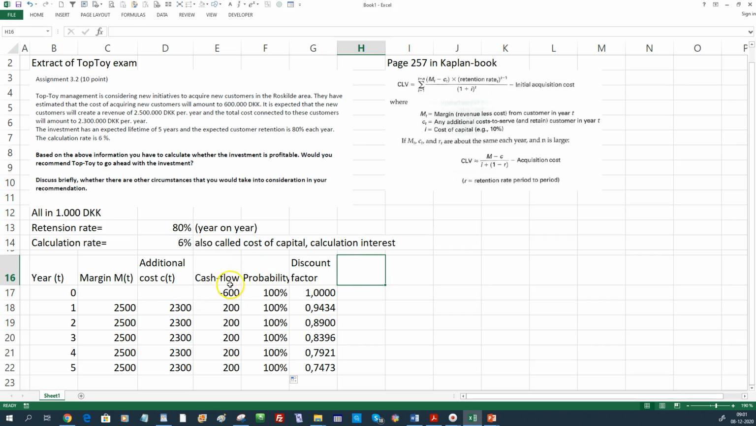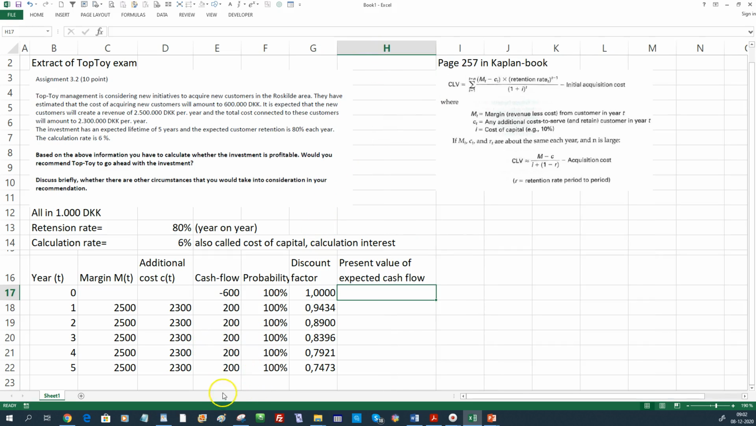Then you have to multiply all these 3 columns together. So this, I could call this present value of expected cash flow. Oh, it needs a wider column. Okay, so that's basically multiplying these three together. This and that and that.